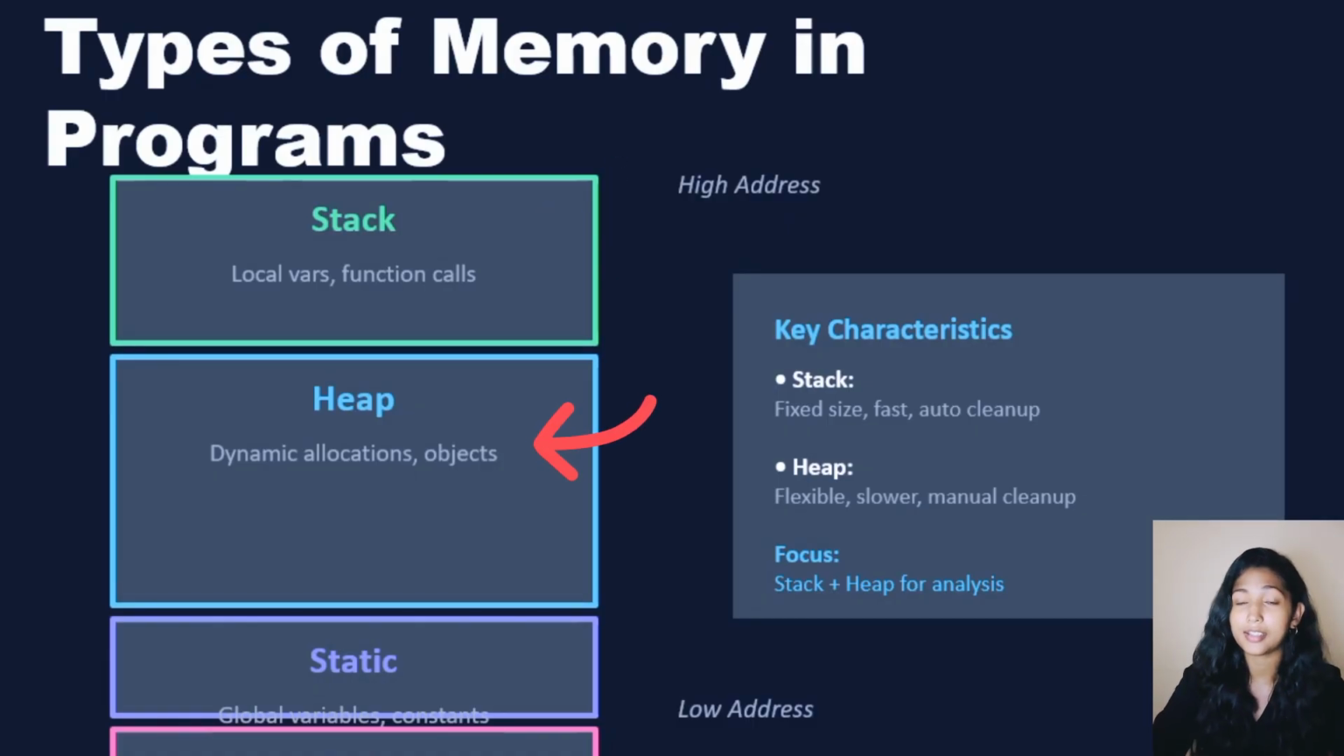And the second one is heap memory. The heap stores dynamically allocated objects and data structures like arrays, lists, trees, and objects created at runtime. The characteristics are flexible size, uses available RAM, slower access than the stack, manual or garbage collector cleanup, and it can fragment over time.